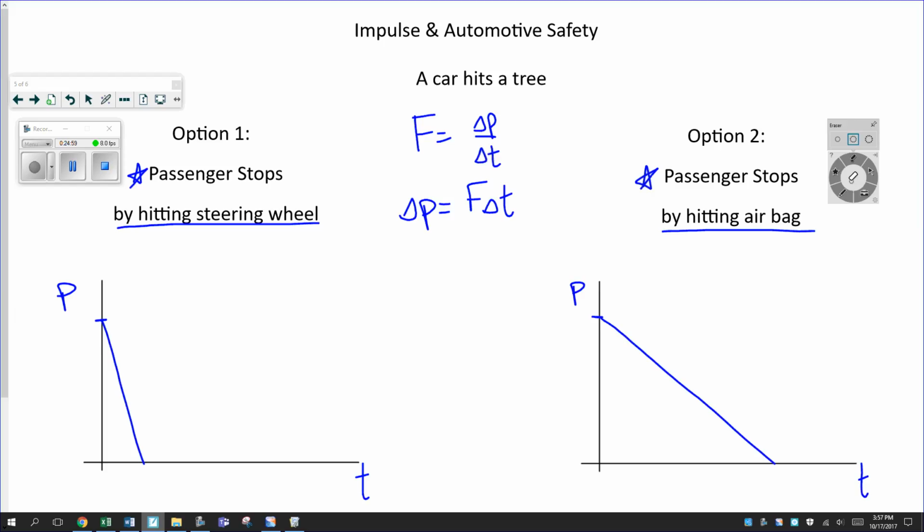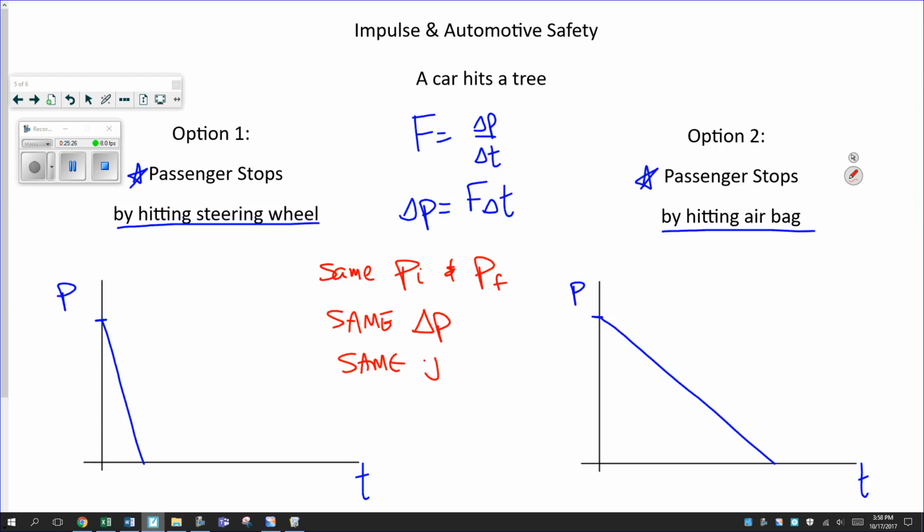All right? What's the same in each case? They both start with the same initial momentum, and they both end up with the same final momentum of nothing. So in each case, same delta P, same impulse. What's the difference? The difference is the amount of time, and that has a huge, I don't want to say impact, it has a huge impact on the relative safety of each case.